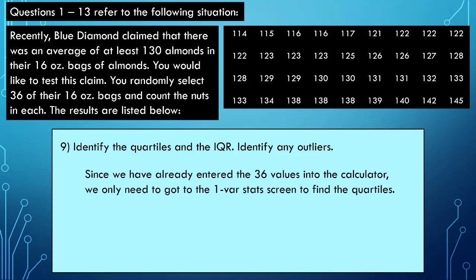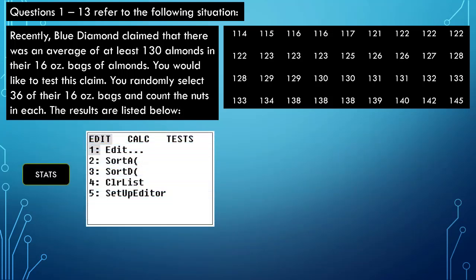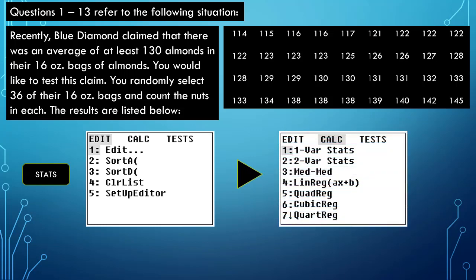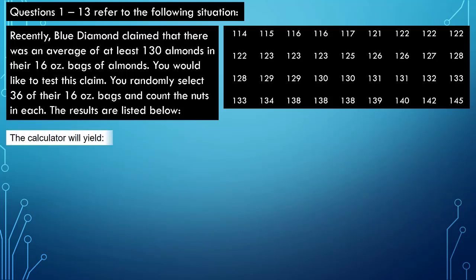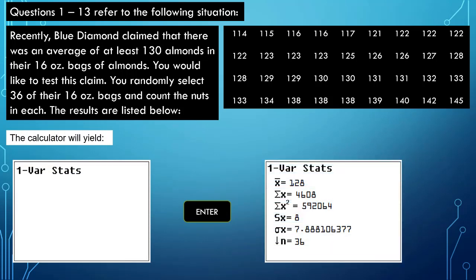So we're going to go to the one variable stat screen to help us find the quartiles. We hit stats, and that takes us to the stat screen. We'll use the right arrow key to move the top menu over to the calc menu. And the very first one says one variable stats. We'll press enter. And what that does is it puts the one variable stats command on our screen. If we press enter again, then here are our one variable stats.